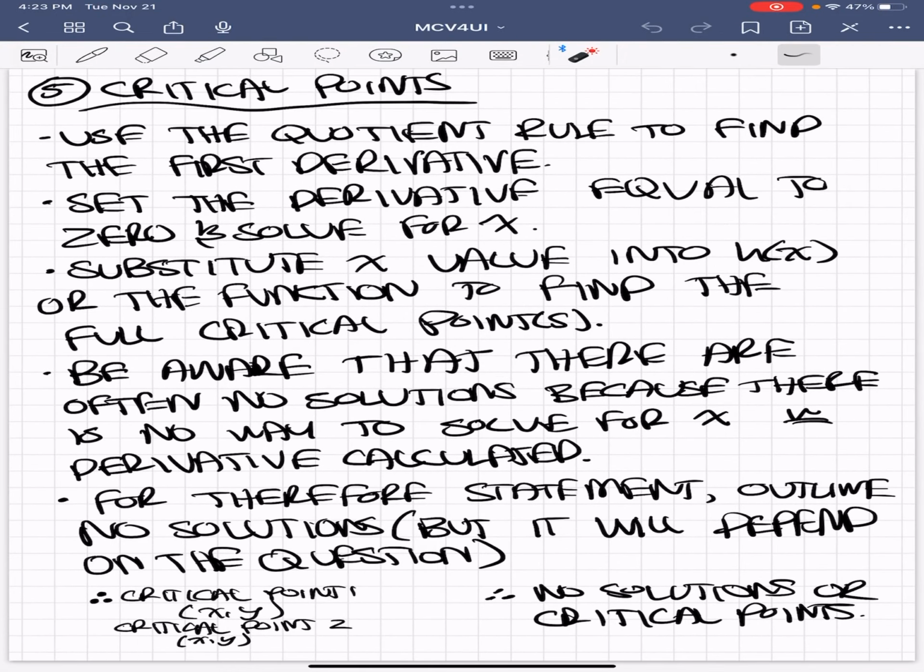Critical points. Use the quotient rule to find the first derivative. Set the derivative equal to 0 and solve for x. Substitute x value into h of x, or the function, to find the full critical point. Be aware that there are often no solutions because there is no way to solve for x with the derivative calculated.